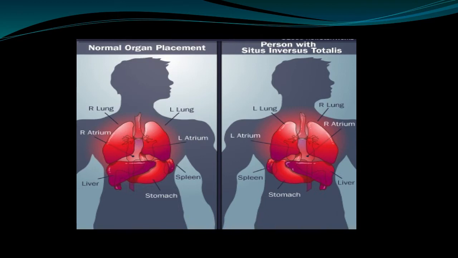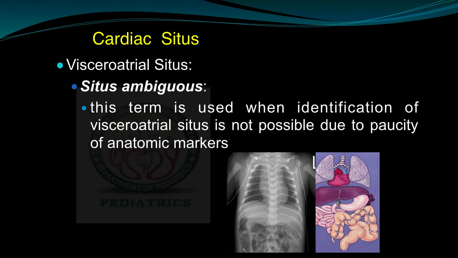Okay, now you have what you call the situs ambiguus. This term is used when the identification of the viscero-atrial situs is not possible due to paucity of anatomic markers. Take note that you have the liver, which is seen on both sides, okay? And take note that the heart is mesocardic.